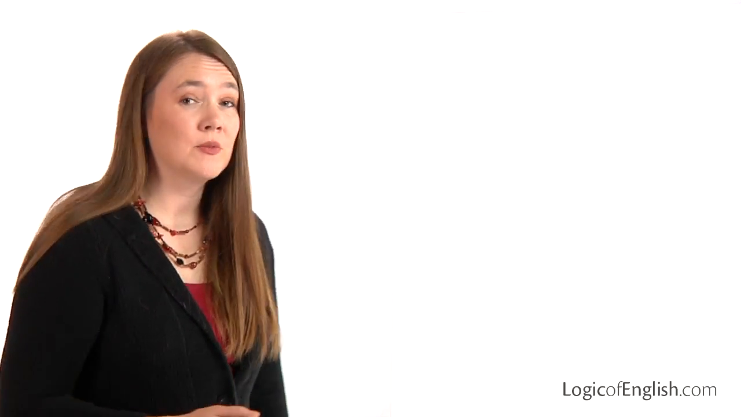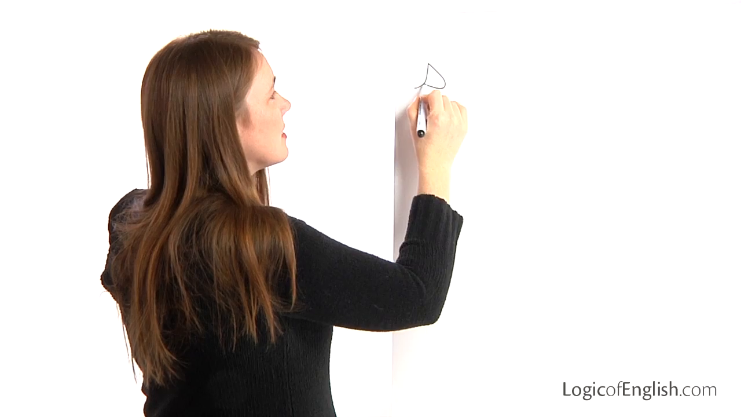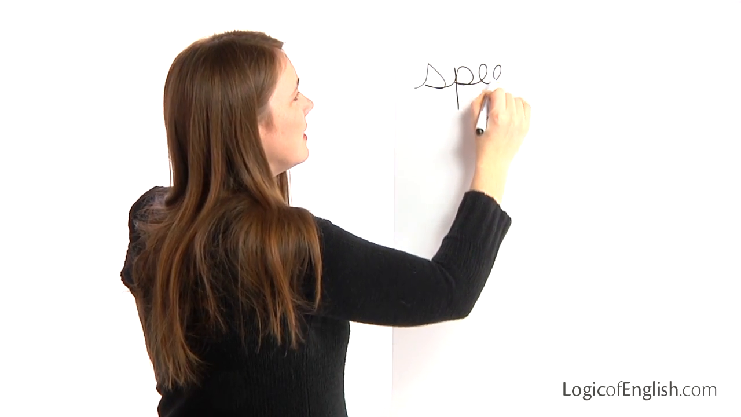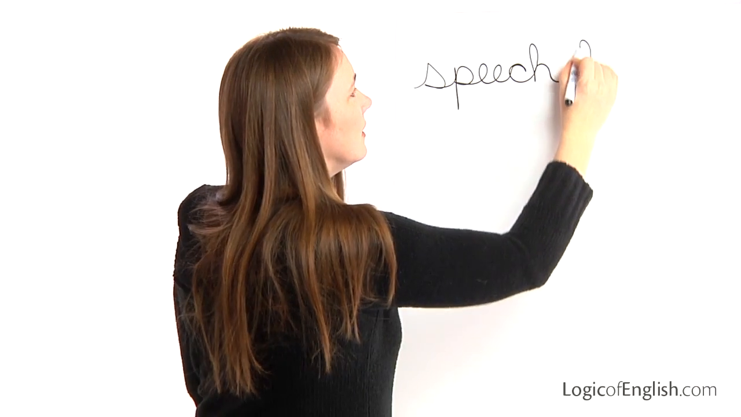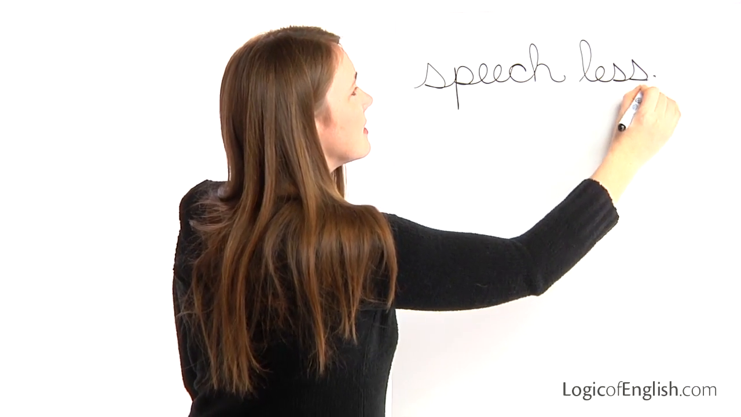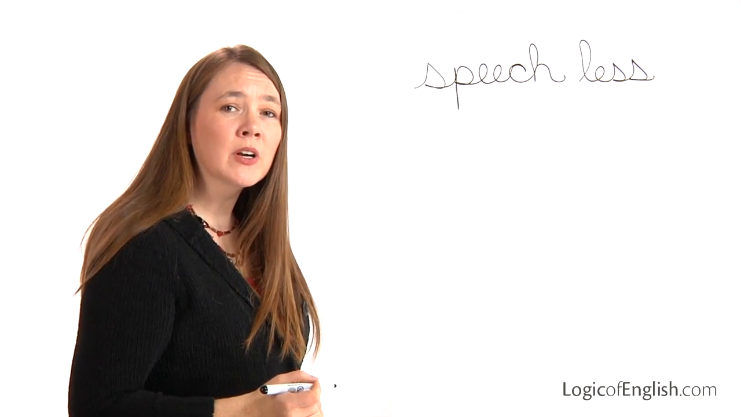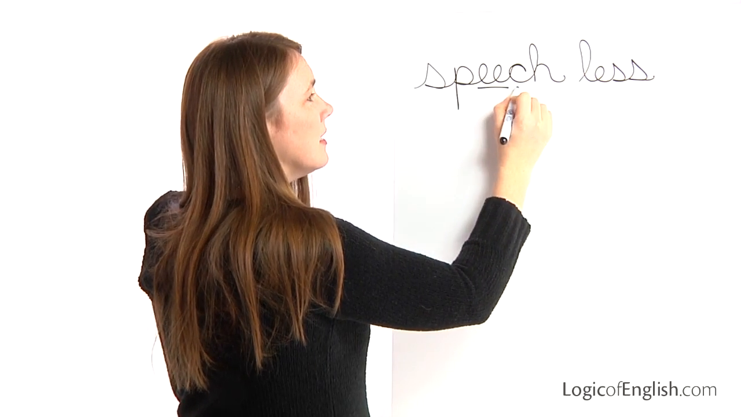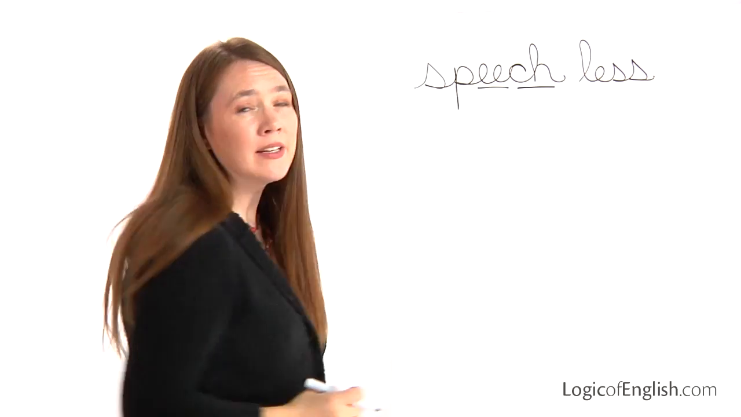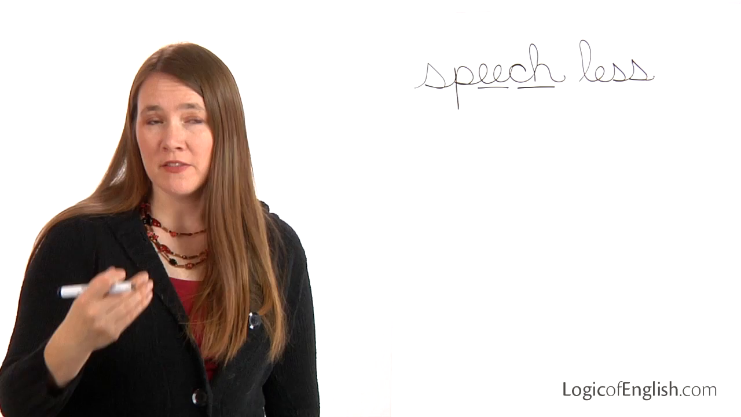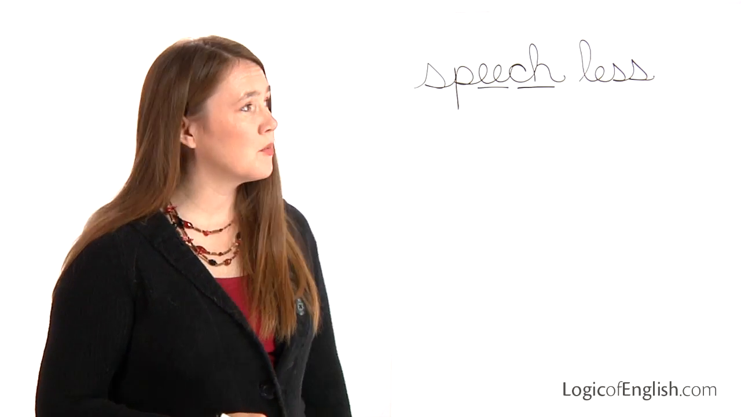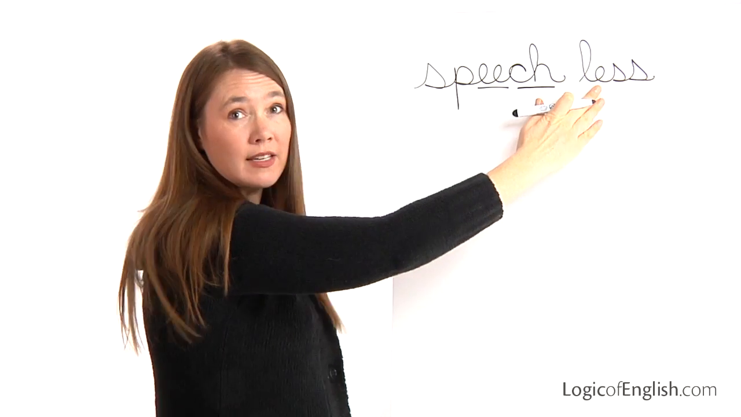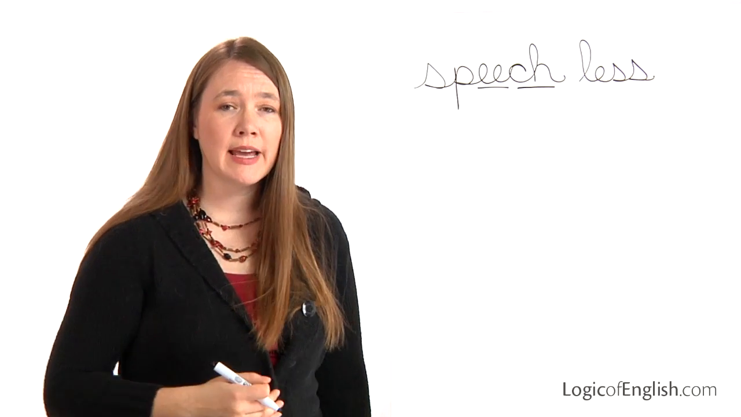And now help me to write it. The first syllable is speech. S, p, e, ch. The second syllable is less. L, e, s, s. And how will we mark it? We'll underline the e and the ch. And why did we double the s? We often double F, L, and S after a single vowel at the end of a base word. And here we have that single short vowel, so we're doubling the S.